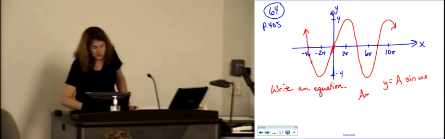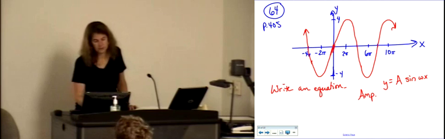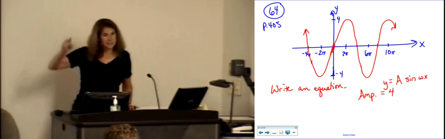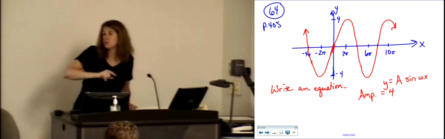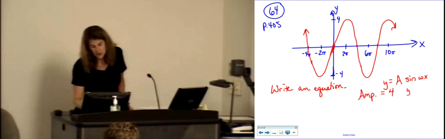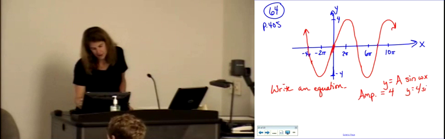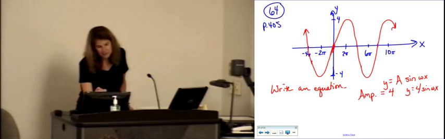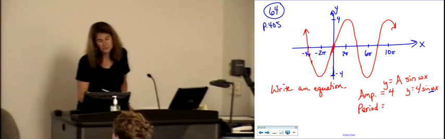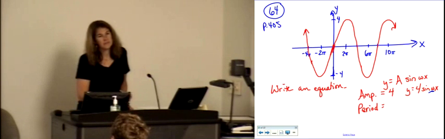What is the amplitude for this graph? 4. You got that by just looking at the graph and seeing that it goes up to 4, down to negative 4, correct? You see the amplitude's 4. That's good. All right, so now we know y equals 4 sine omega x. Still got to fill in something, though, for that omega. All right, looking at the graph, we see the period of the graph is, okay, it is 8 pi.